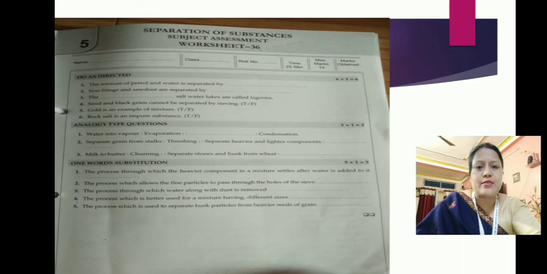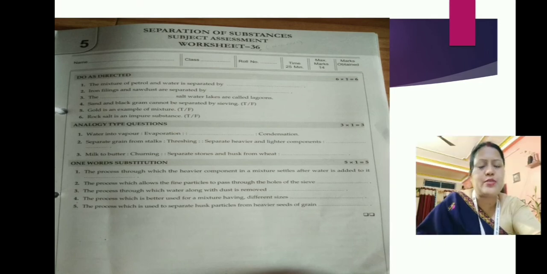Do as directed. Question number 1. The mixture of petrol and water is separated by decantation. Number 2. Iron filings and sawdust are separated by magnetic separation. The dash saltwater lakes are called lagoons. The shallow saltwater lakes are called lagoons. Sand and black grams cannot be separated by sieving. This is false. Gold is an example of a mixture. True. Number 6. Rock salt is an impure substance. True.